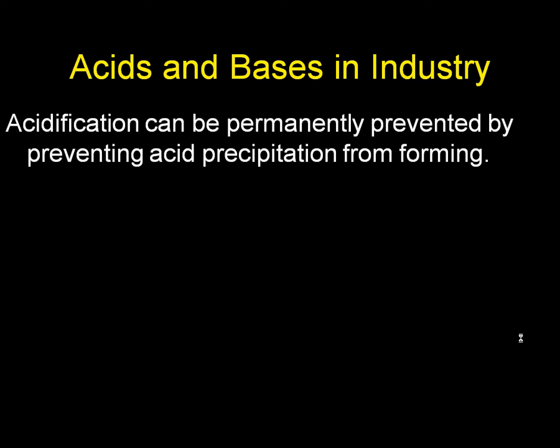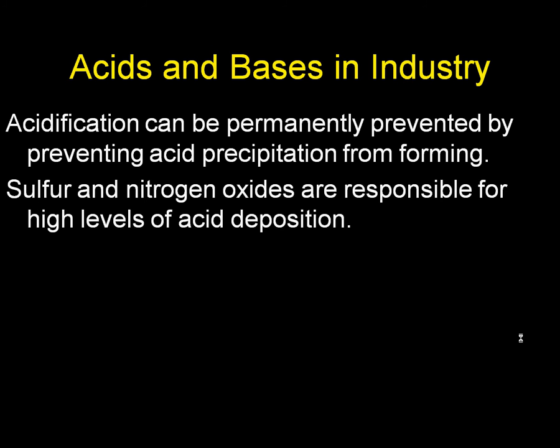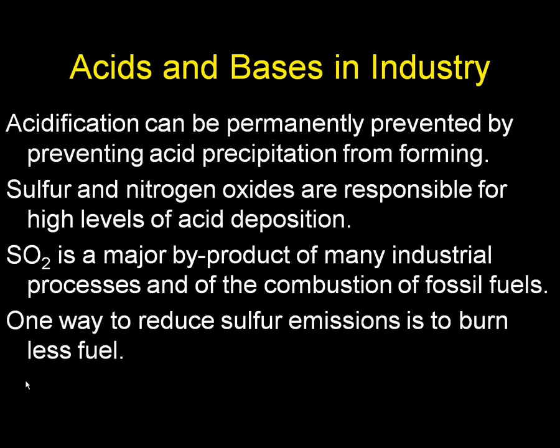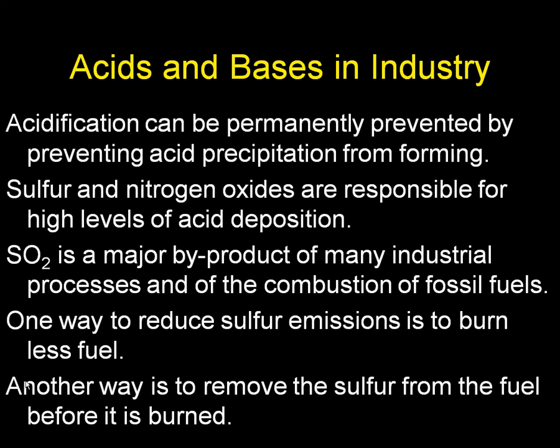In industry, acidification can be permanently prevented by preventing acid precipitation from forming. Sulfur and nitrogen oxides are responsible for high levels of acid deposition. Sulfur dioxide is a major byproduct of many industrial processes and of the combustion of fossil fuels. One way to reduce sulfur emissions is to burn less fuel. Another way, of course, is to remove the sulfur from the fuel before it is burned.